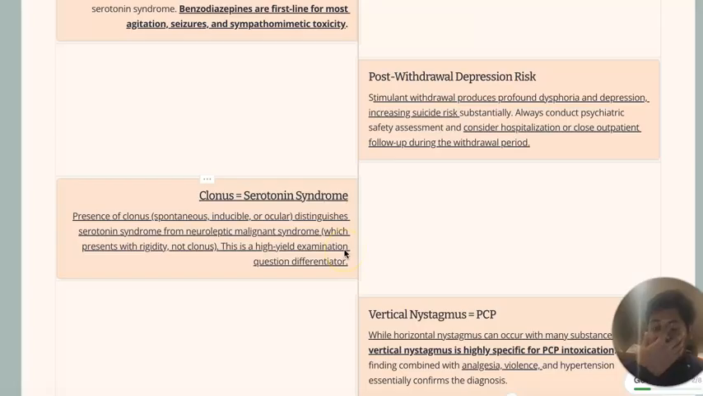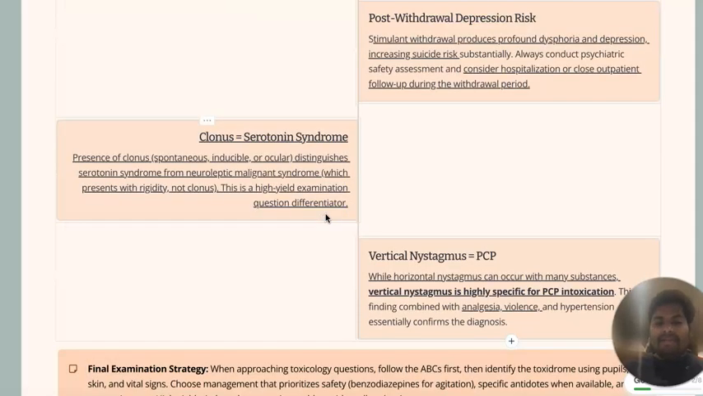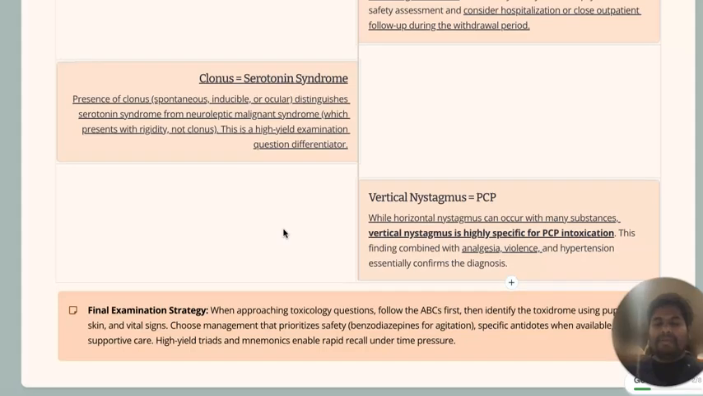So this clonus and serotonin syndrome, we'll talk in different topics also. For now, let's just read it out. Presence of clonus, spontaneous, inducible, or ocular clonus distinguishes serotonin syndrome from neuroleptic malignant syndrome, which presents with rigidity, not clonus, and all of the symptoms may be the same. But if the person has clonus, that's serotonin syndrome. If the person has rigidity, then we call this neuroleptic malignant syndrome. This is very high yield in examinations, but we'll talk about this in other videos also.